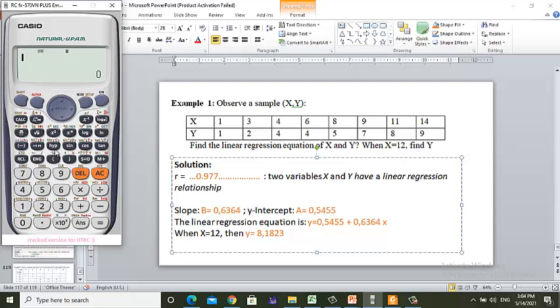About the slope, shift 1, 5, 1. This is the number for A, and shift 1, 5, 2, equal, this is the number for B. So I have the linear regression now. This is the equation. So when x equal to 12, I put x equal to 12 in this equation, and then I have the result y. So very easy for you to do example 1.